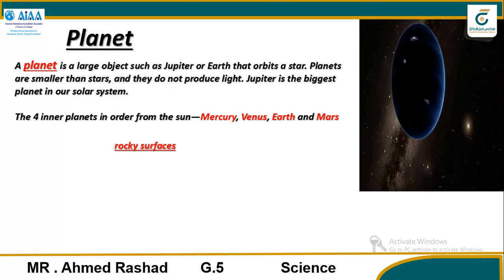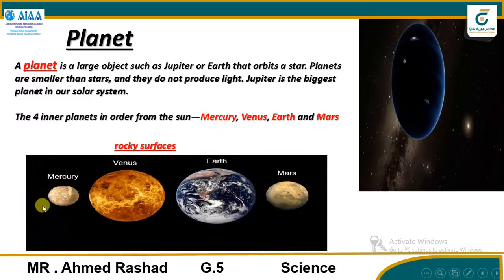What's the meaning of rocky surface? It means the surface of the planet contains soil and rock. So that's the similarity between them. But the difference is that each of them has a different atmosphere, temperature, and other conditions. So today we're going to talk about Mercury, number one, the closest planet, Venus and Earth, which have a similar size, and Mars, the last one of the inner planets.